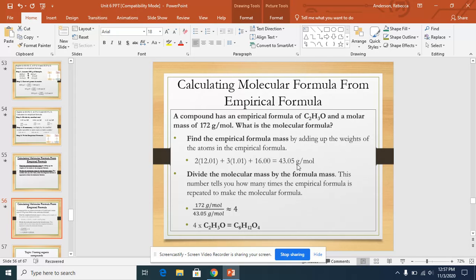So that's 43.05 grams. Now we divide the molecular mass by the formula mass. So here they tell us our molar mass is 172 divided by what we got here. So when we do that, it's 4. So that means we need to multiply each of these numbers by 4, and that's how we get our molecular formula. So it'll be C8H12O4 when we multiply each of those by 4.